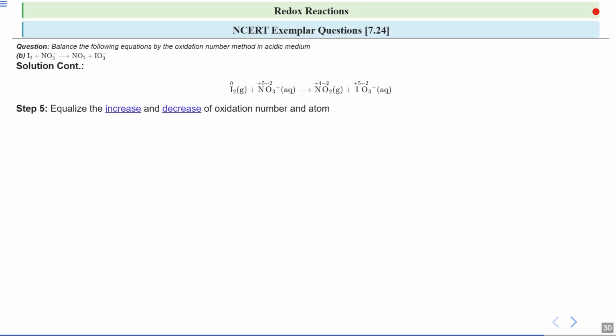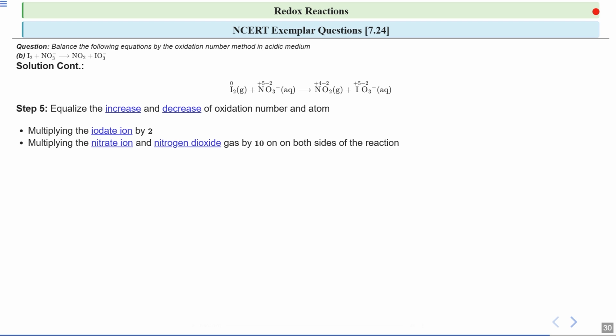This is the equation that we got, and now we are trying to equalize the increase and decrease of oxidation number and the atoms as well. For that, you will multiply the iodate by 2. This is done to equalize the number of iodine atoms, because iodine has 2 on the left hand side and 1 on the right. Whereas for nitrate and nitrogen dioxide, we multiply by 10, because the increase in oxidation number equals 10, as seen in iodine. If we do both of these operations, I2 plus 10 NO3- will give you 10 NO2 plus 2 IO3-.